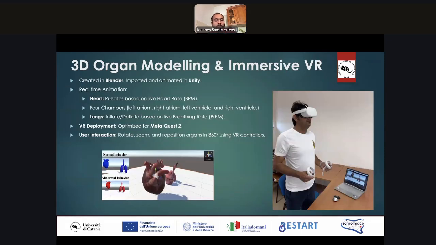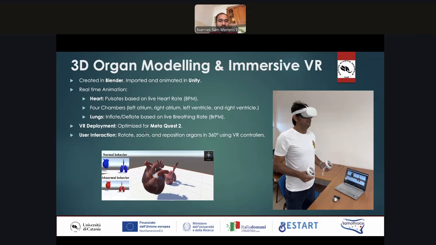And how did we do this immersive design? So we took heart and lungs 3D model shapes from Blender, created in Blender software, and we imported them in Unity. Unity is a very useful tool for developing metaverse applications. Like I said, we first started with the heart organ and the lungs organ.